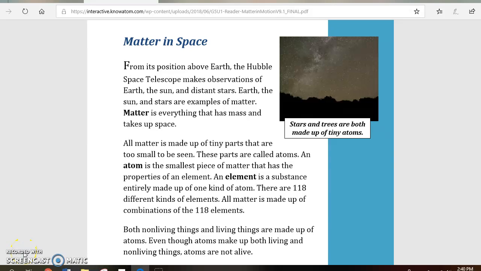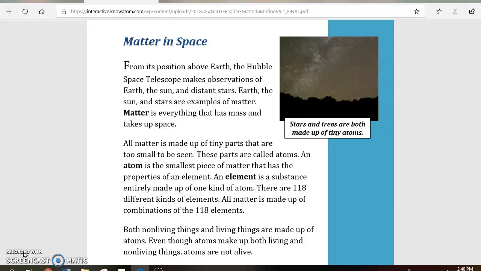No Atom, Grade 5, Unit 1, Matter in Motion, page 11. Matter in Space. From its position above Earth, the Hubble Space Telescope makes observations of Earth, the Sun, and distant stars. Earth, the Sun, and stars are examples of matter.